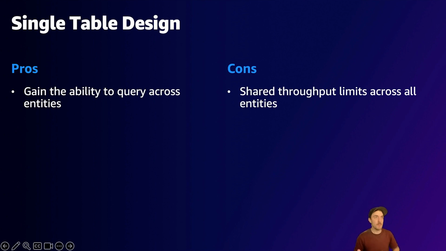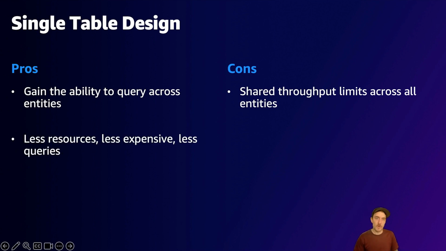So it might be really useful to be able to get, we'll say, orders and the items of the order in a single query. That's great. But if you have different entities stored in that database that are maybe unrelated, that have different throughput concerns, you'll end up sharing the throughput because that's assigned at a table or index level. One of the pros is you'll have fewer resources to manage, fewer tables, less expensive.